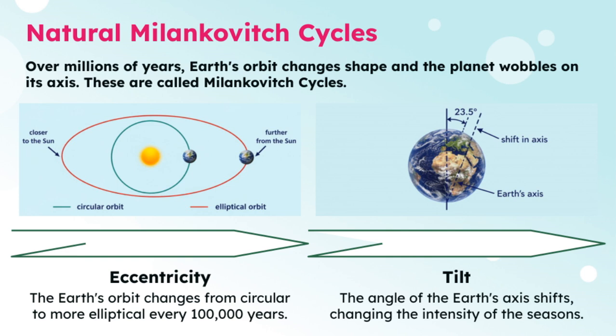There is also a third cycle called precession, which is the wobble of Earth's axis, although this slide focuses on eccentricity and tilt. These cycles help explain the natural pattern of glacial and interglacial periods over thousands and hundreds of thousands of years. The important point is that Milankovitch cycles happen slowly. They operate over very long timescales, not just a few decades.